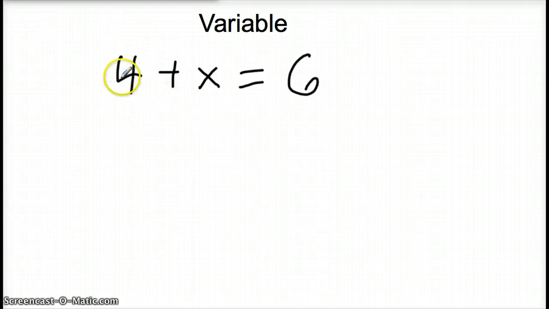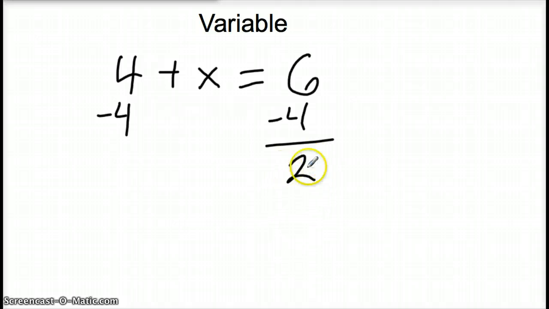Except we put some limiters on it. We look around us. Oh, we have a 4 over here. 4 plus this mystery number has got to equal 6. And so, oh, how do I solve this? Oh, basic algebra. I remember how to do this. I rearrange the problem to solve. I subtract the 4 over because it's being added to the x. I subtract it over here, and what do I get? I get 2.